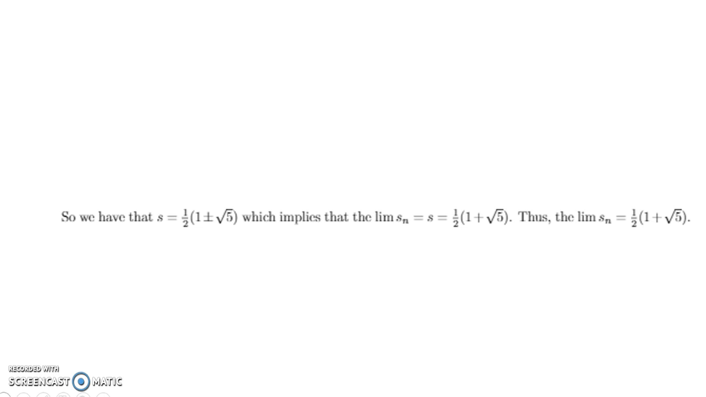So we now have that s = (1/2)(1 ± √5), which implies that the limit of s_n equals s, which equals (1/2)(1 + √5). Thus, the limit of s_n equals (1/2)(1 + √5).